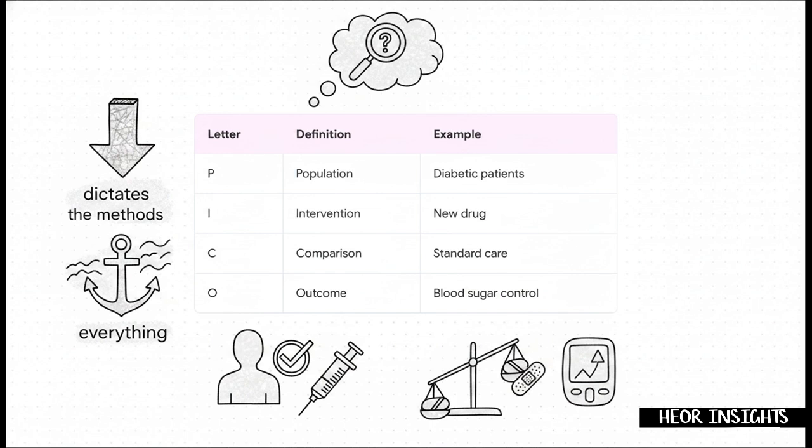If you're preparing for a university exam or maybe an HEOR job interview, definitely write this down. PICO stands for population, intervention, comparison, and outcome. So for example, your question might be a really straightforward comparison. In a specific population of diabetic patients, does a new drug intervention, compared to standard care, improve the outcome of blood sugar control? The review question dictates the methods, not the other way around. It's the anchor for the whole shebang.